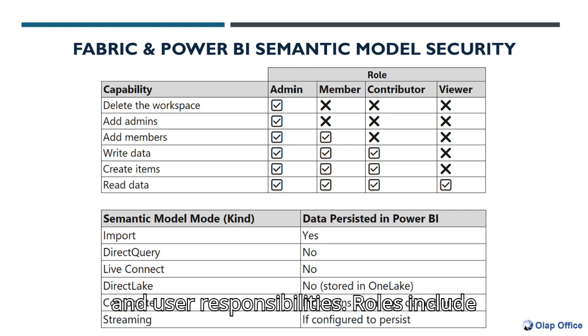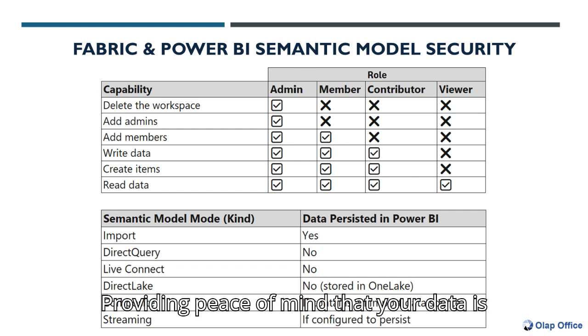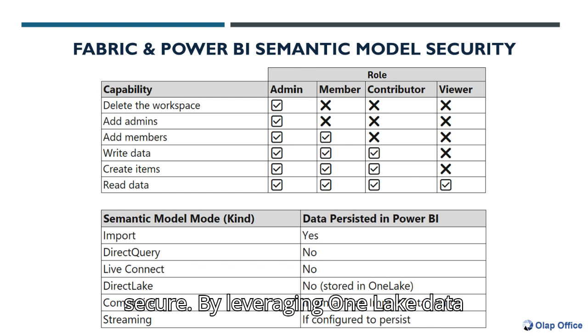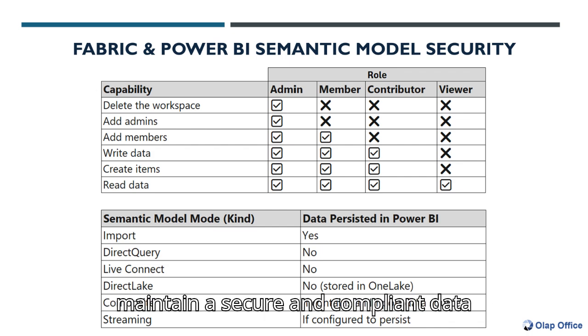Roles include admin, member, contributor, and viewer, each with distinct permission capabilities. For semantic models, security depends on the model mode and whether data is persisted in Power BI. OneLake's robust security framework ensures effective data access management, providing peace of mind that your data is secure. By leveraging OneLake data access roles and understanding security implications for semantic models, you can maintain a secure and compliant data environment.